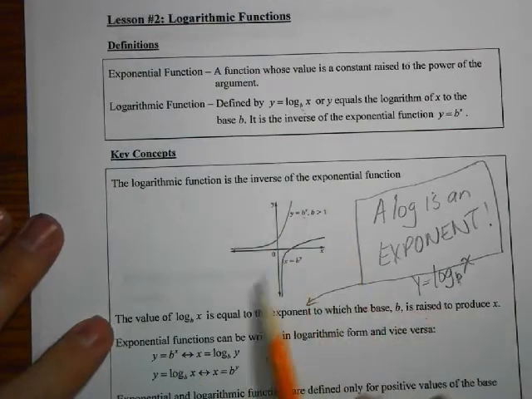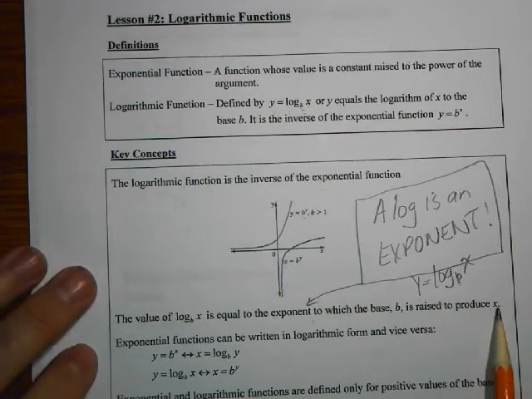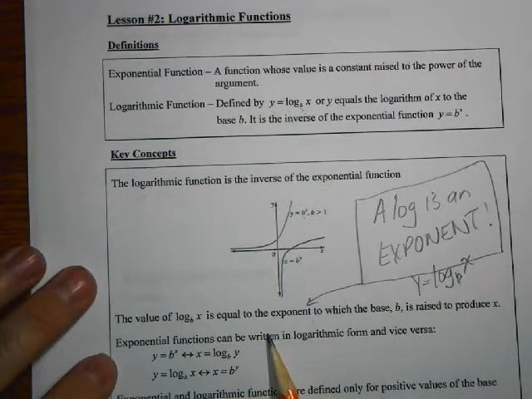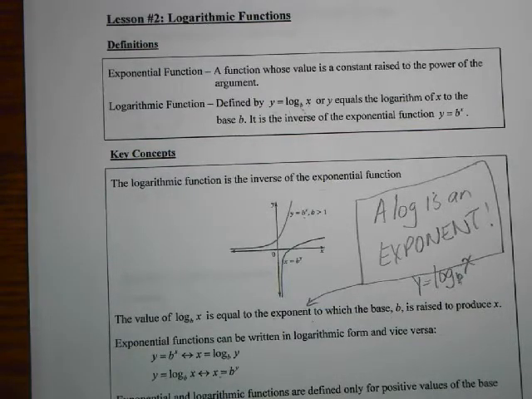I'll go through this to make sure I cover everything. The value of log base b of x is equal to the exponent, so here we go again, to which the base b is raised to produce the value x. We're going to try this out this lesson. We can take an exponential equation and turn it into a logarithmic equation, and vice versa. Take a log equation, turn it into exponential, and sometimes that's actually a very good strategy. Changing it back and forth can get you the answer you're looking for very quickly.